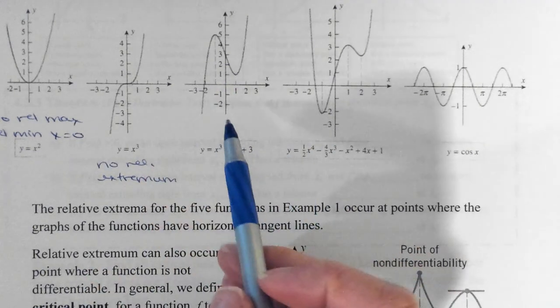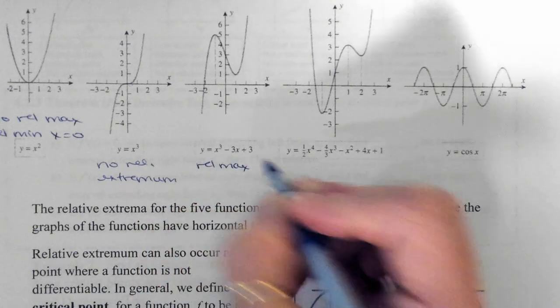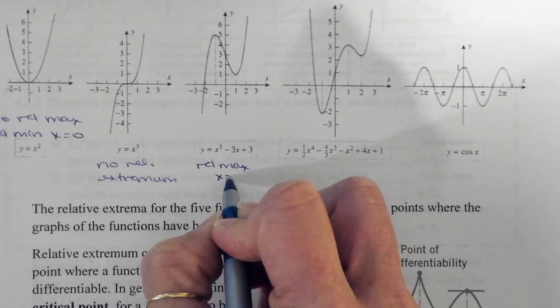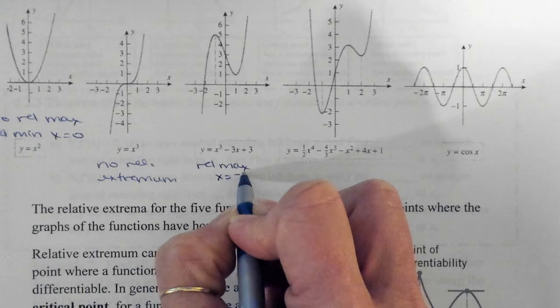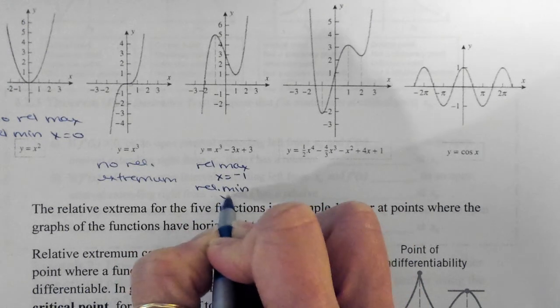Okay? So in this case, do we have a relative max? Yes, where x is equal to negative 1. What about a relative min? Where x is equal to 1.